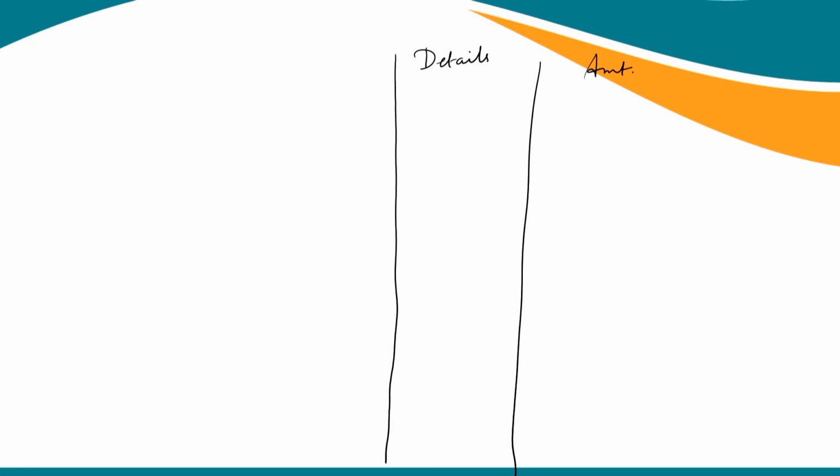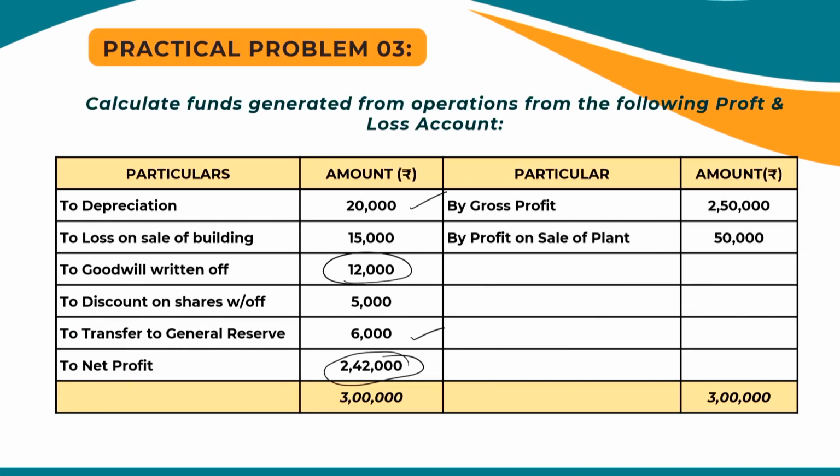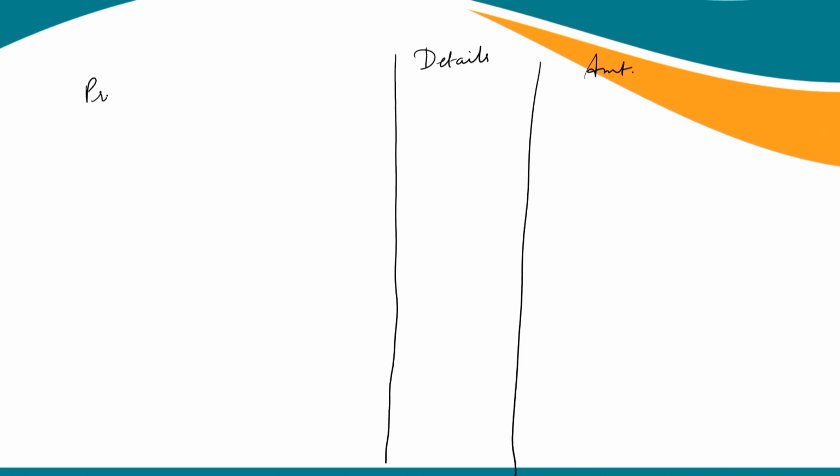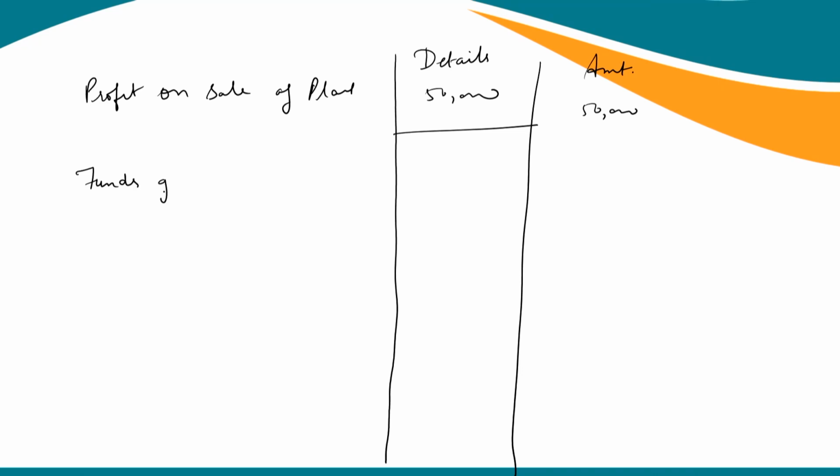As per the question, we are only given one item, profit on sale of plant, which is our non-operating income. The amount is 50,000. So nothing more is left. We take it to the last column. So the final answer we found is the actual funds generated by the company from operations, amounting to rupees 2,50,000.